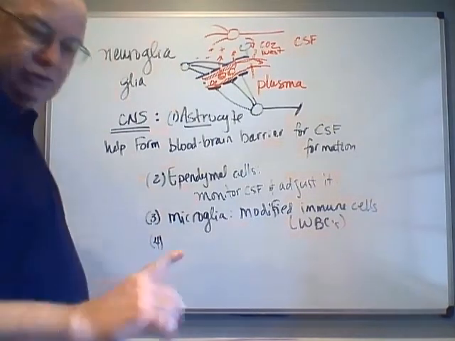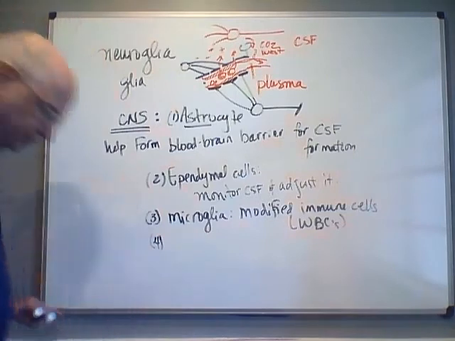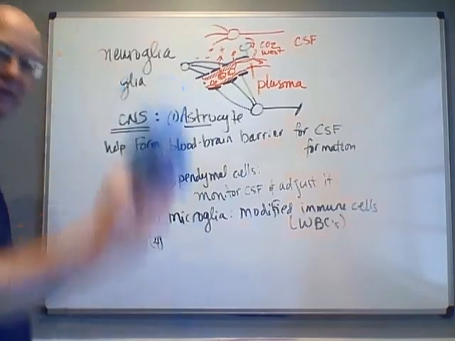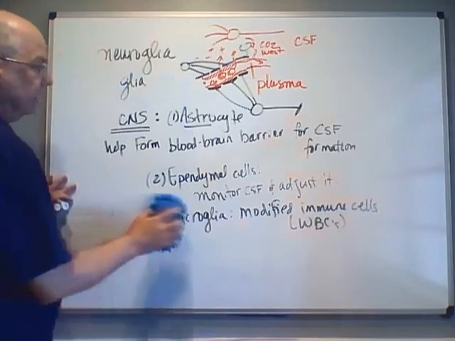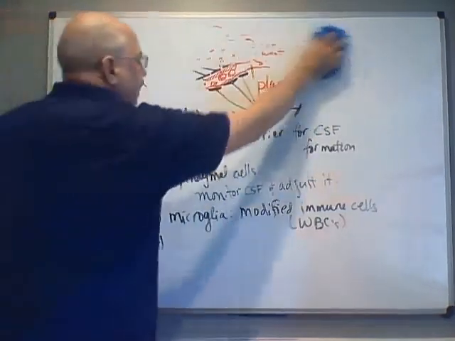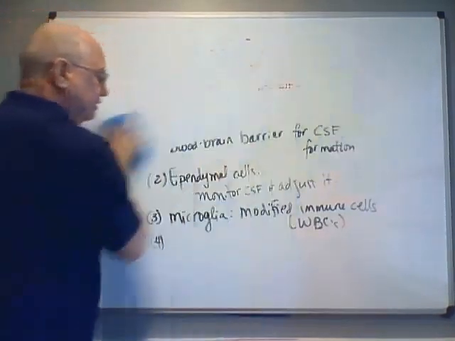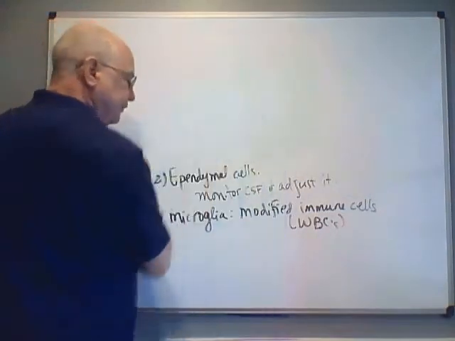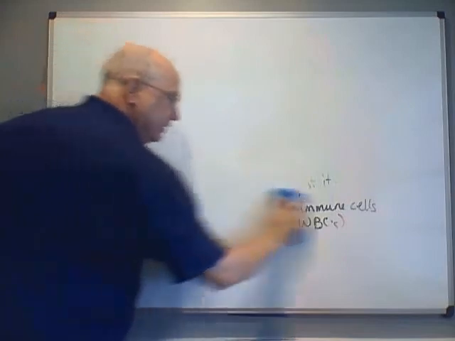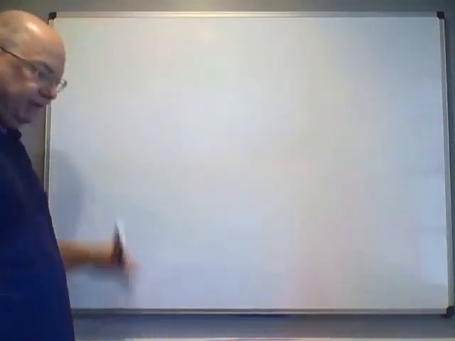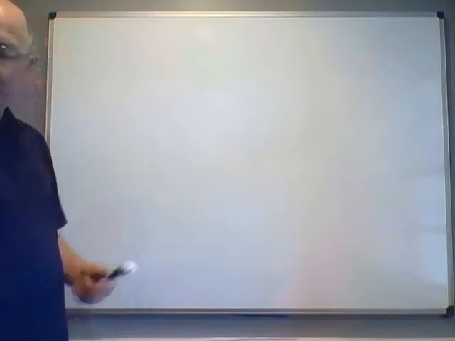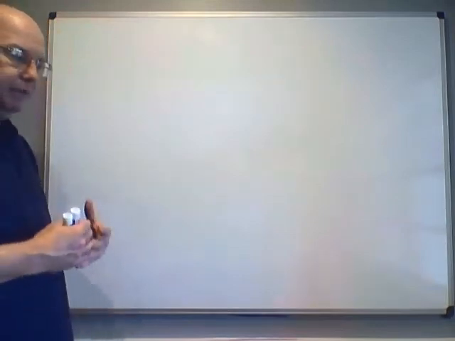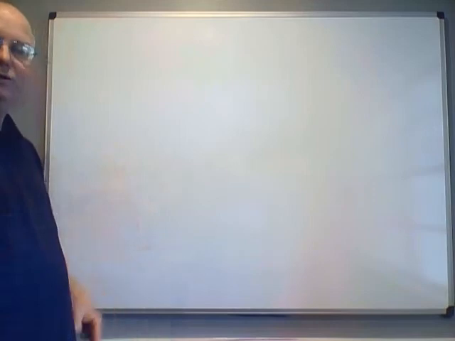So let me erase some of this simply because I'm running out of room on the board. Pardon me, I dropped my eraser. And it's harder to write at the bottom. So now, you know the function of astrocytes. They help form the blood-brain barrier, the formation of CSF, and they do some physical support of neurons. Ependymal cells do some biochemical or nutritional support by adjusting CSF. And microglia protect the neurons by cruising around and acting like immune cells.